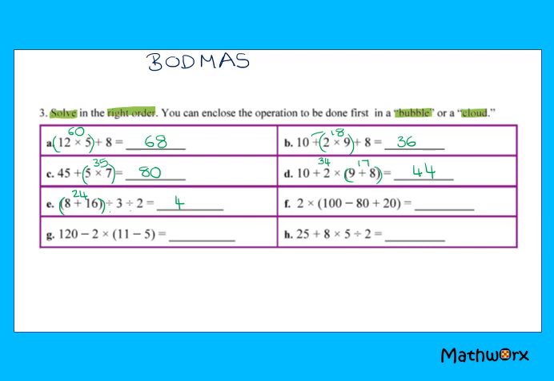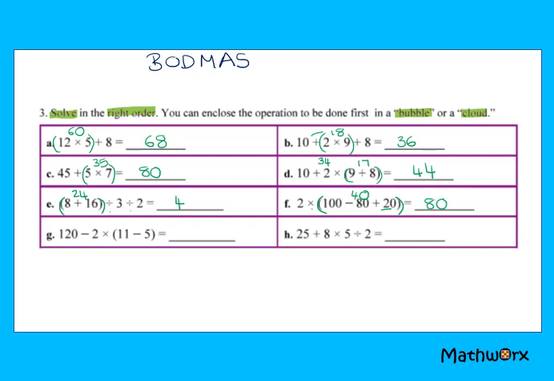Okay, let's do F. Here we've got the brackets. 100 minus 80 gives me 20, plus that 20 gives me 40. And then we just have a times there, so 2 times the 40 gives me 80.